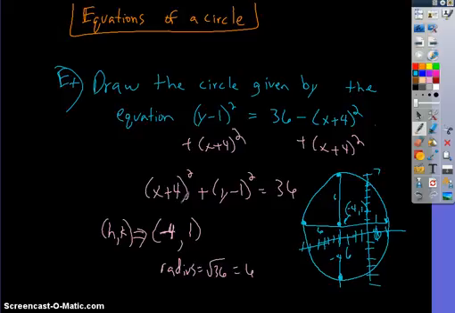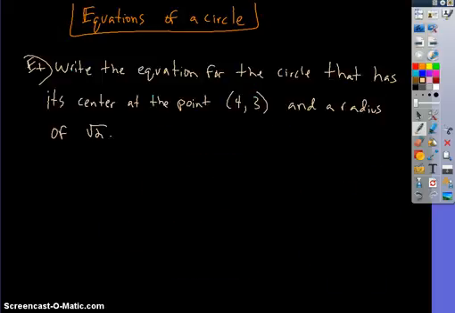I'm going to give you another one. Here's a new example. Let's write the equation for the circle that has its center at the point (4, 3) and a radius of square root of 2.